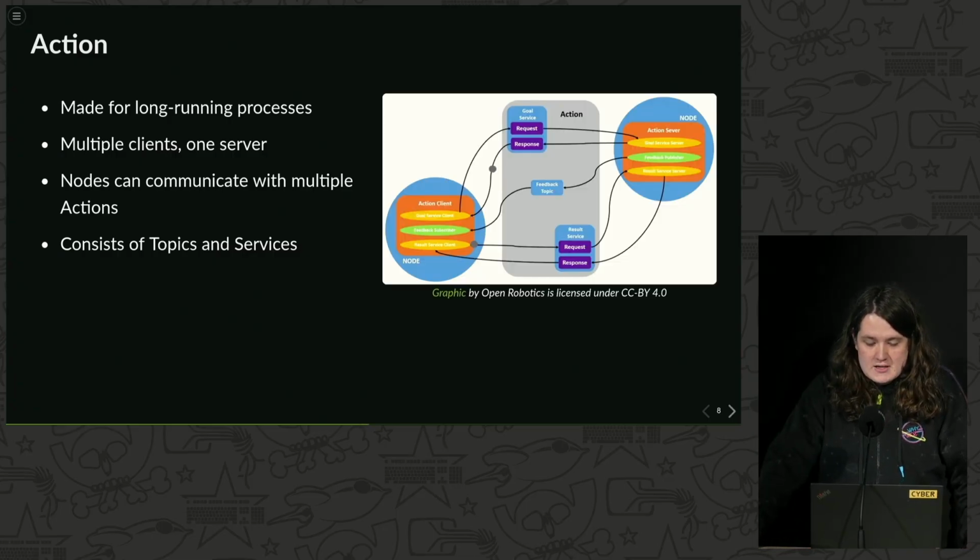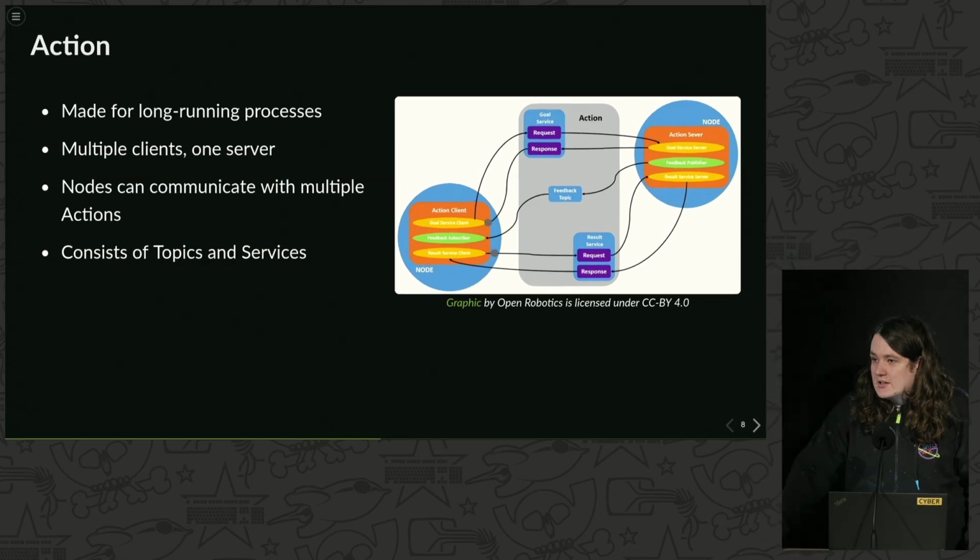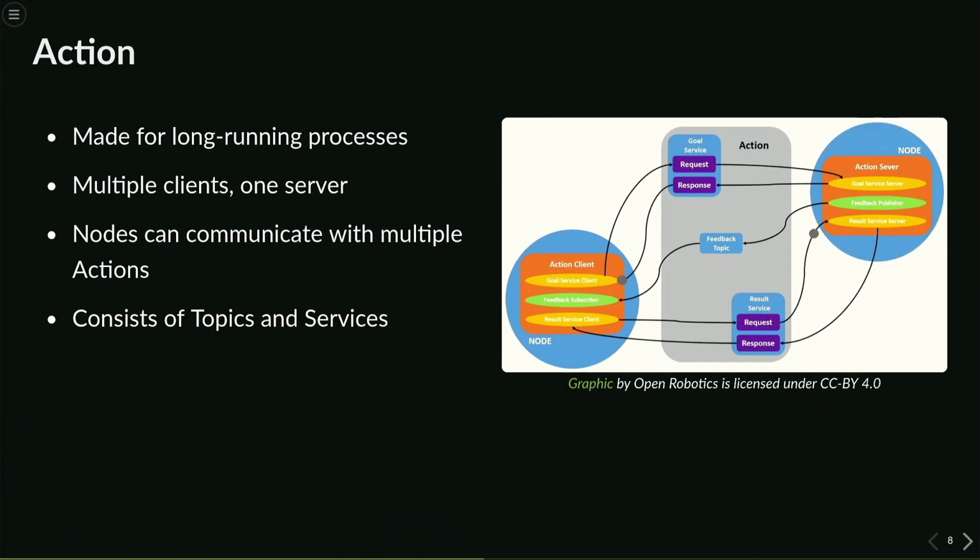I also brought a bit more complicated diagram from the documentation, but it's basically you set a goal. This would be like, okay, I need the robot to turn 90 degrees, and then you can get feedback continuously, like, okay, I've already turned 5 degrees, and at the end it says, okay, I'm done. They also have the advantage that you can cancel them, so you can say, okay, no, now I need a different goal, please turn 5 degrees back. So this is the basic concept.